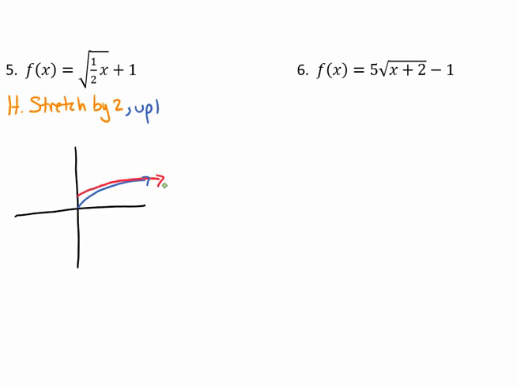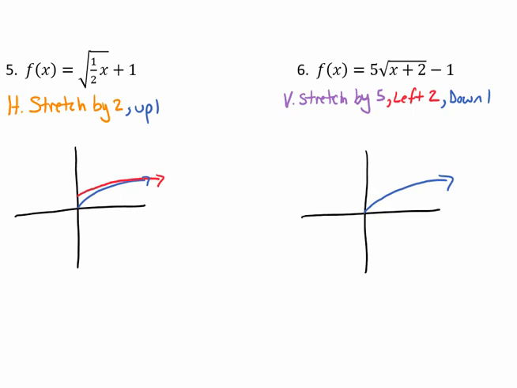For number 6, we have f of x equals 5 times the square root of x plus 2 minus 1. So the 5 on the outside tells us that we're going to have a vertical stretch by 5, so it's going to stretch it up. The plus 2 on the inside says that we're going to move to the left 2, and the 1 on the outside says that we're going to move down 1. So we have our parent function. Then we're going to move left 2, down 1, and we're going to be stretched up nice and tall. And this is what our graph is going to look like.